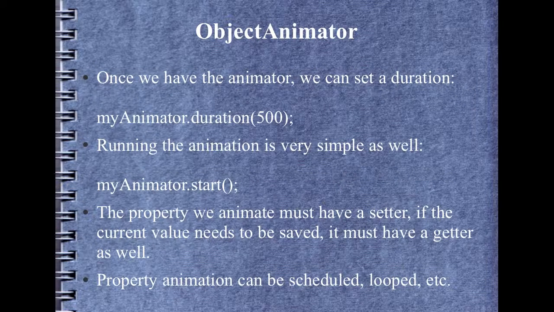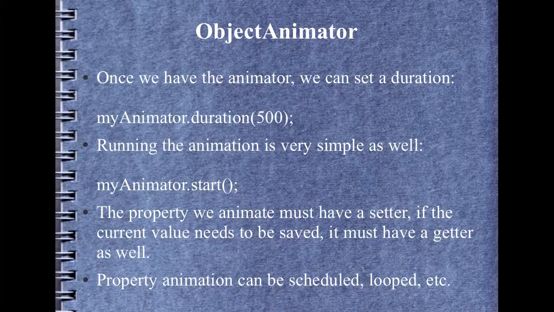So once we have the animator, we can set a duration. Let's say that the animator we just instantiated was called myAnimator. If we say myAnimator.duration = 500, that means half a second is going to take for that animation to run. And then we can run the animation very simply by just saying myAnimator.start. The property we animate, as I already said, has to have a setter. So if we're animating rotation, then we have to have a setter named setRotation.